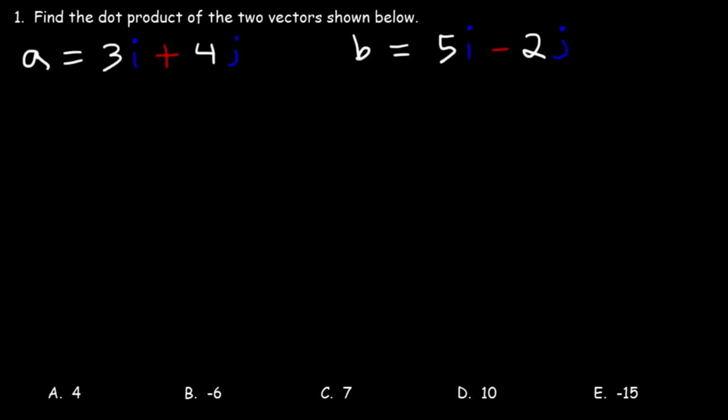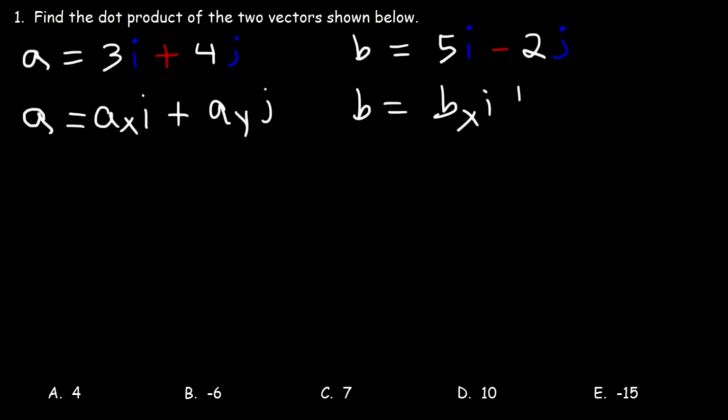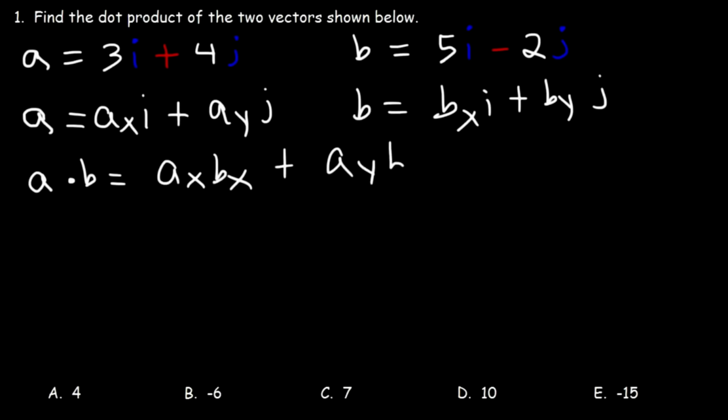In this video, we're going to focus on finding the dot product of two vectors. So let's say that we have vector A in the form axi plus ayj. The x component is associated with the i value, and the y component is associated with the j value. And let's say vector B is in the form bxi plus byj. The dot product of A and B is ax times bx plus ay times by. So basically, you need to find the product of all the x components and the y components and add them up together.